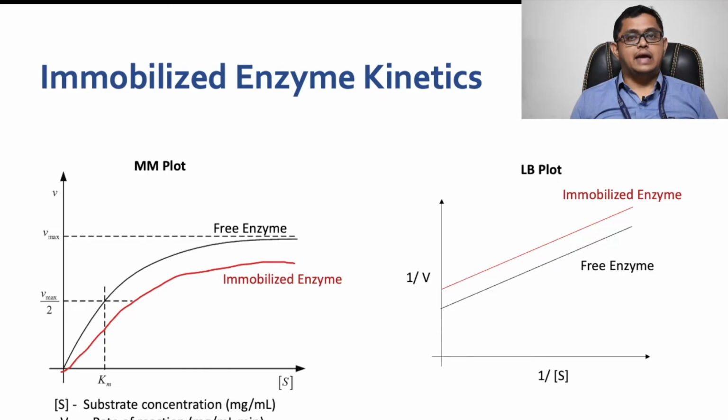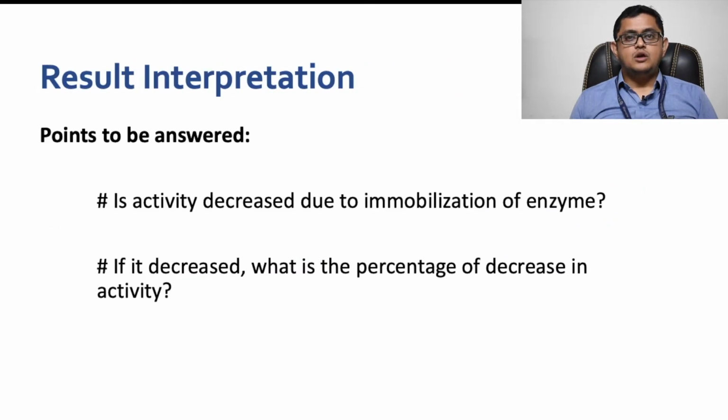So this is how you need to calculate the Km and Vm for both free and immobilized enzyme once you have the experimental data. Now we have seen what the experiment is and how to perform it. Once the experiment is done, you need to interpret the result with two points.